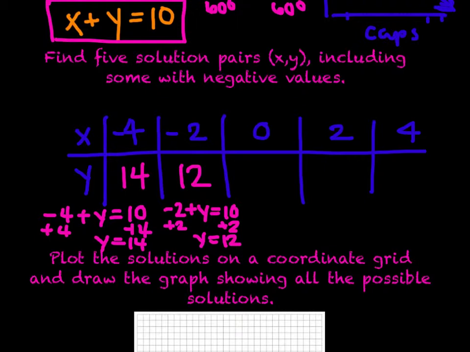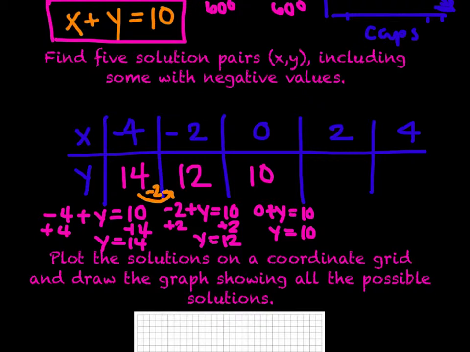Cool. Let's keep on going. We're going to keep on filling out this table. If x were equal to 0, then we have y equal to 10, because the 0 doesn't really affect anything, so we just get 10 for that one. And as I see here, I'm starting to see a pattern develop.